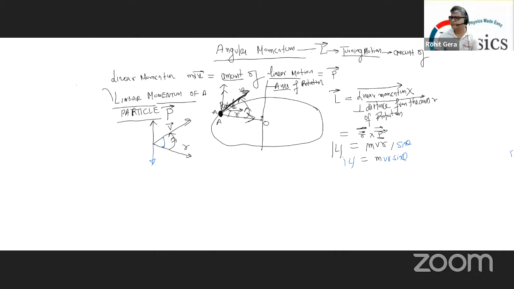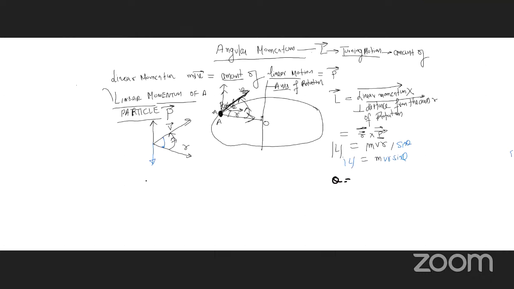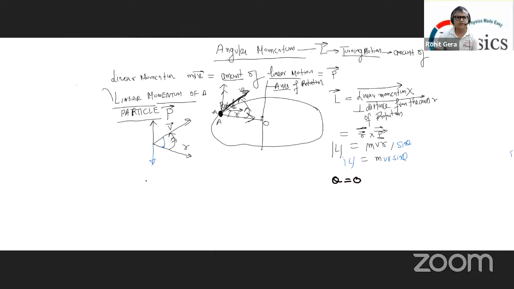Okay, now let's talk about special cases when theta is equal to 0. So V and R are in the same direction. Velocity and R will be in the same direction, sin 0. So angular momentum will be equal to 0. No turning momentum is there.